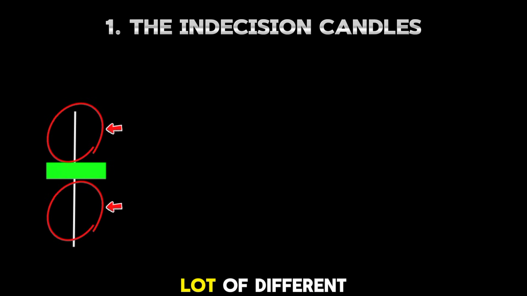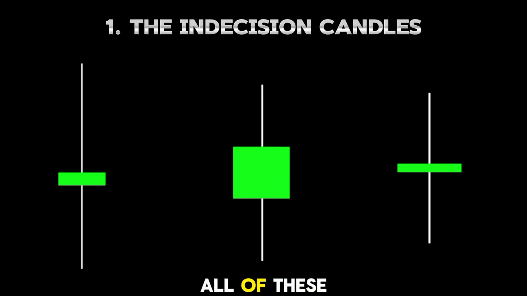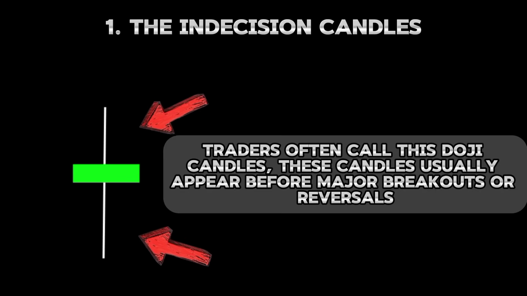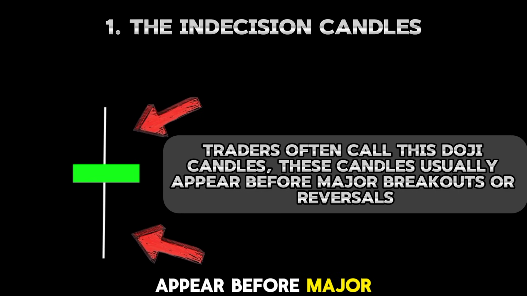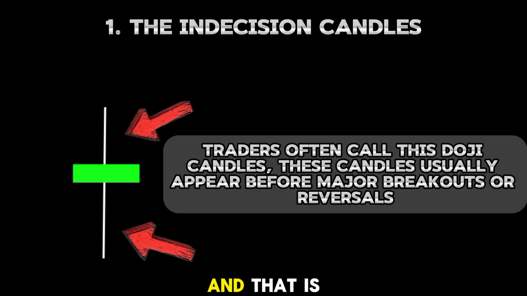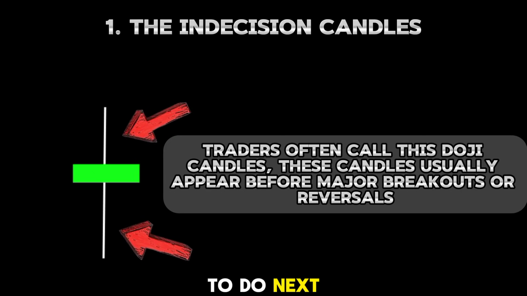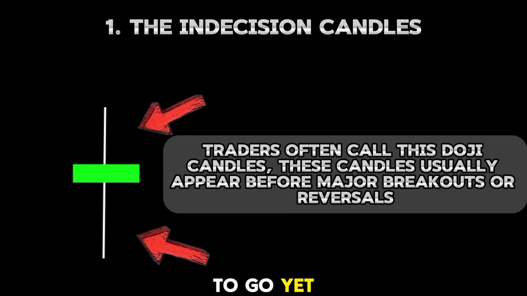Now, there's a lot of different ways these candles can look. It could look something like this, and this, or this. All of these are indecision candles. The main thing you have to remember is that they have a small body with equal wicks on either side. Traders often call these doji candles. These candles usually appear before major breakouts or reversals, and that is because the market is trying to decide what it wants to do next, but hasn't completely decided on which way it wants to go yet.